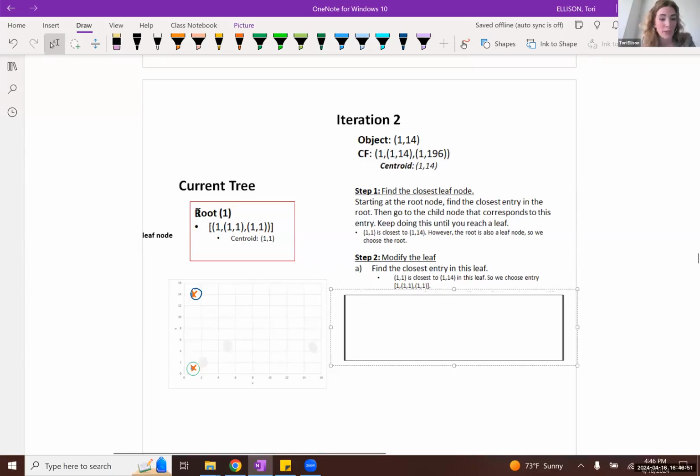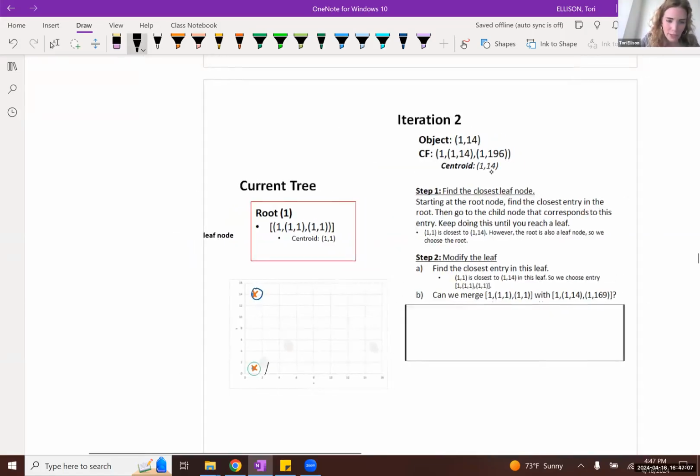Okay, so once we've found the closest subcluster to this incoming subcluster, we then ask the following question. Is it possible for us to merge these two subclusters together? The answer is no, right? Because if we were to merge these two subclusters together, the diameter, i.e. the average pairwise distance of all points in this cluster, would in fact be higher than 3. So the answer is no.